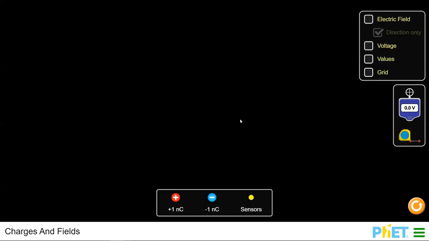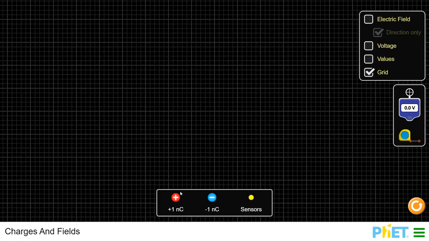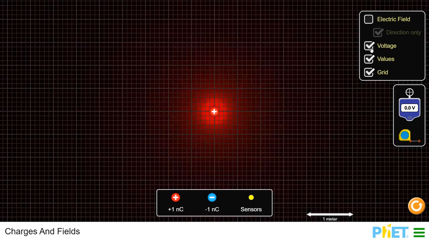So here we place a 1 nanocoulomb charge. We turn on the grid first, and we are going to place the charge in the middle part of our field. Then we click the values, the voltage. You notice that the voltage here is the one with the red color.